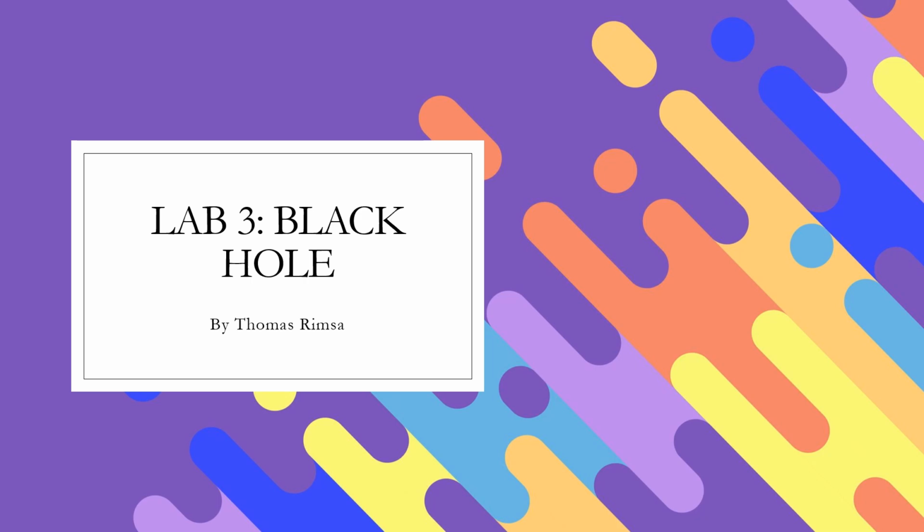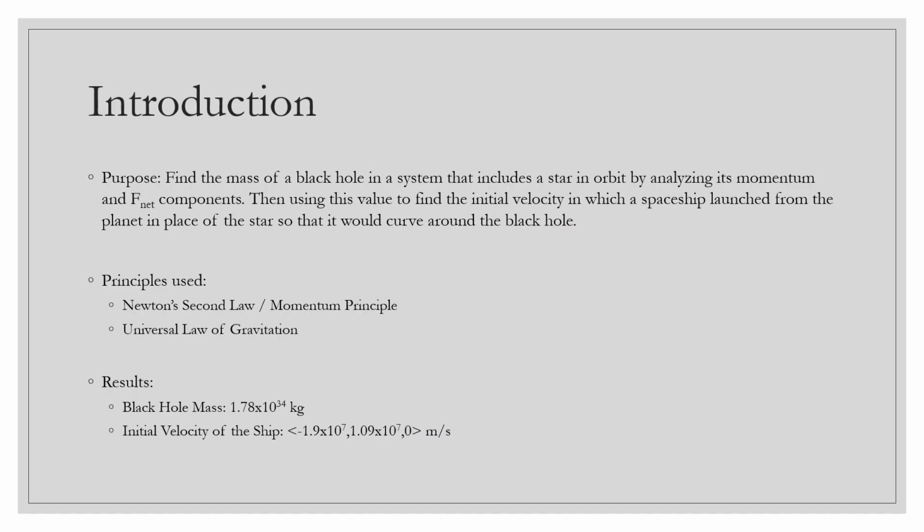My name is Thomas Rimza, and this is my third lab on the black hole. As for an introduction and a purpose, it was to find the mass of the black hole in a system that includes a star in orbit by analyzing momentum and net force components, then using this value of mass to find the initial velocity at which a spaceship is launched in the same direction as a planet is orbiting, in which the star would have the same motion, and so it would curve back around the black hole.